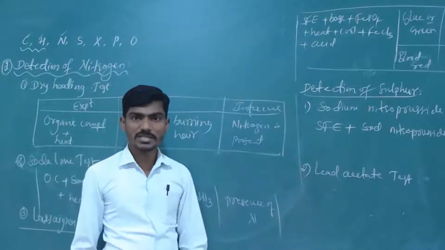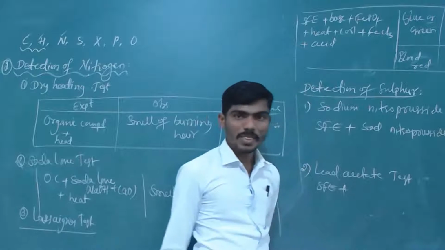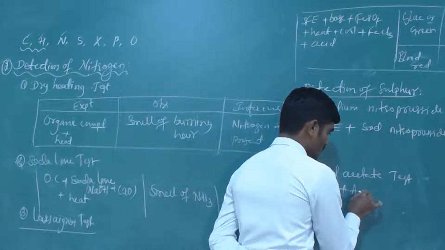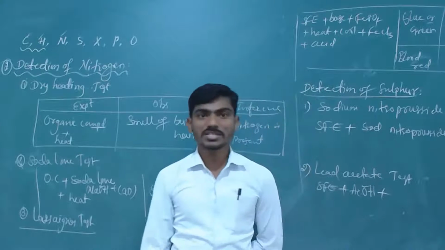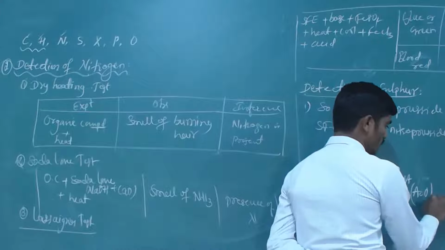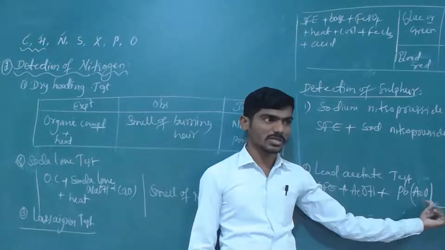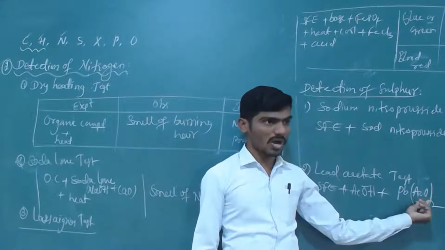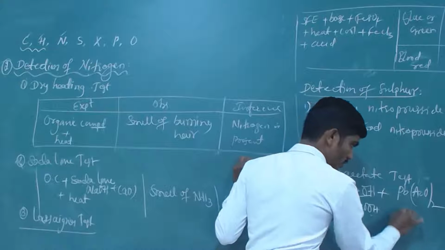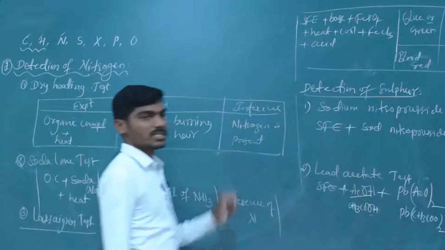Second one is the lead acetate test. First take SFE, sodium fusion extract, in one test tube, and add acetic acid, CH3COOH, plus lead acetate, Pb(CH3COO)2, lead acetate.